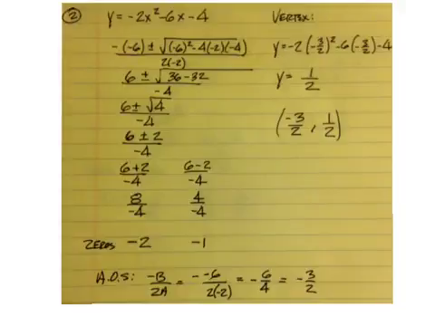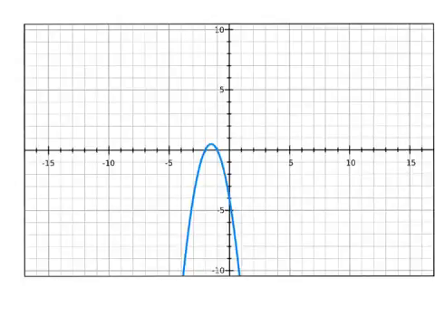Number 2, the zeros are -2, -1. Axis of symmetry is -3/2 or -1.5. And the vertex is -3.5 and a half. Here's the graph for number 2.